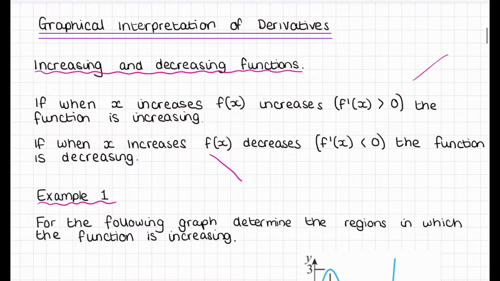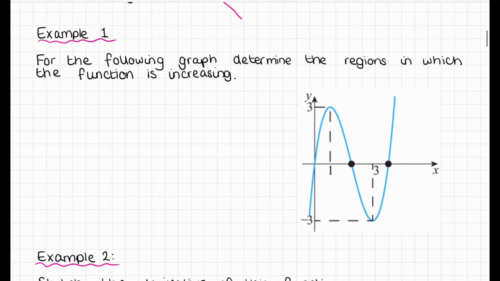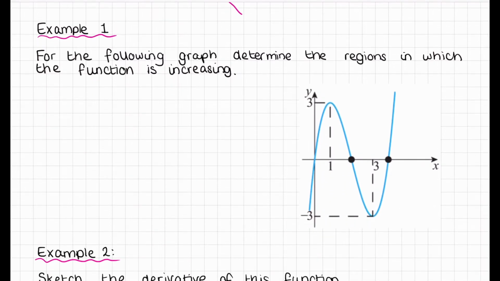First example, for the following graph, determine the regions in which the function is increasing. So we want to know here, where is this function increasing? All we want to know is when is the graph going upwards, and it's going upwards at this point here and here. And so our graph is increasing when x is less than 1, and then when x is greater than 3, because it's at the turning points that it stops increasing.